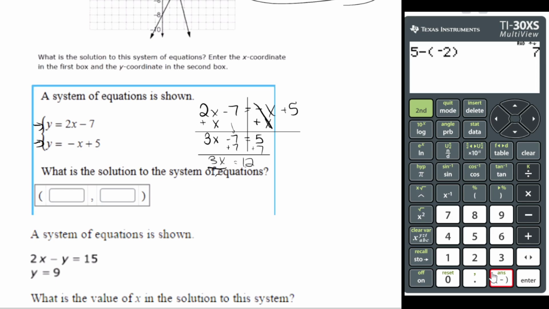Finally, I get rid of my multiplication and division by dividing. 3x divided by 3 leaves you with just x. 12 divided by 3 is 4. So that's our x coordinate.